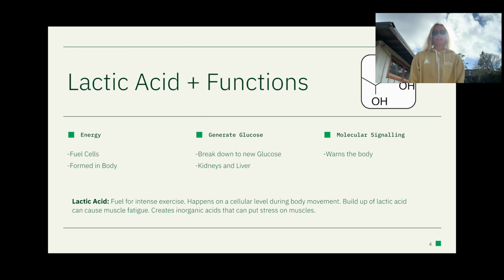Hi everyone, my name is Jessie Szymanski, and for my part, I am going to talk about lactic acid and muscle fatigue. Lactic acid is what happens during exercise to your cells. It acts as fuel for intense exercise. This happens when our bodies break down glucose and other carbs. Lactic acid has three main functions. The first being energy. Our bodies make lactic acid to fuel our cells during intense exercise. The second being generating glucose, as our kidneys and liver filter this lactic acid out of blood and then break it down and turn it into new glucose that we can use for energy in the future.